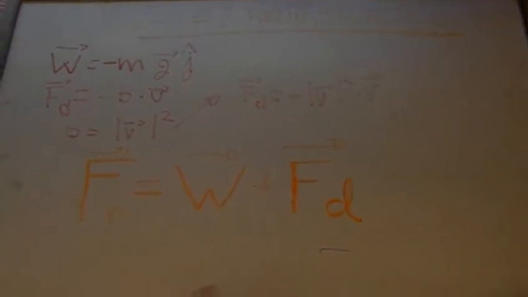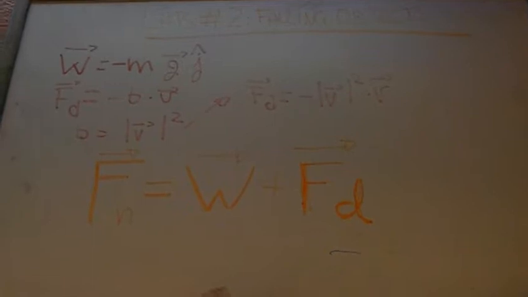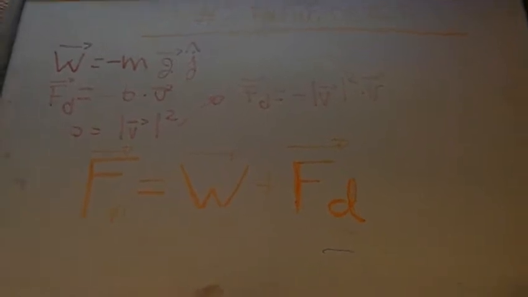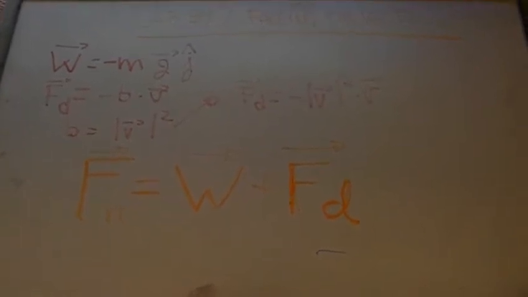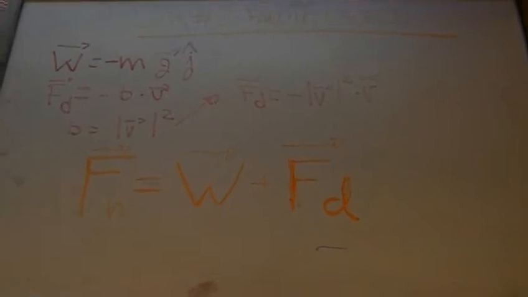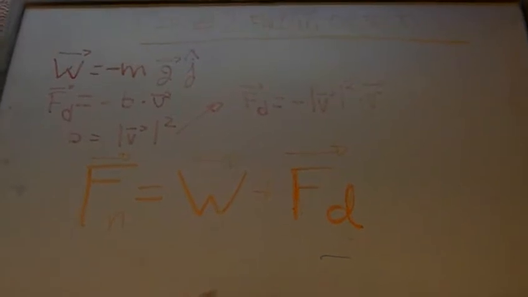Now we've got lab number 2, falling objects. So now our system is, in my case, the ball, and we've got to analyze the interaction between the system and the surroundings. We've got that there are going to be two forces acting on our ball.